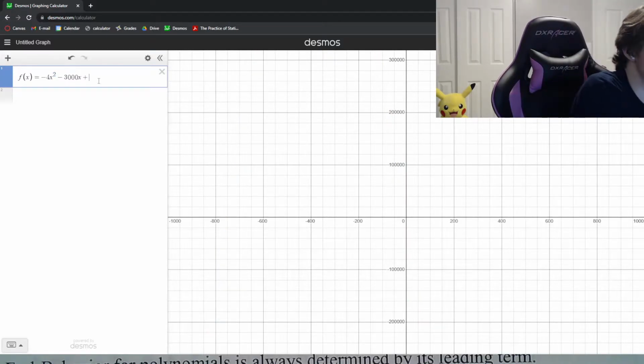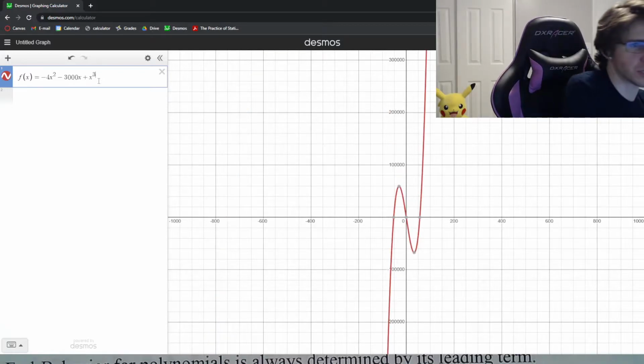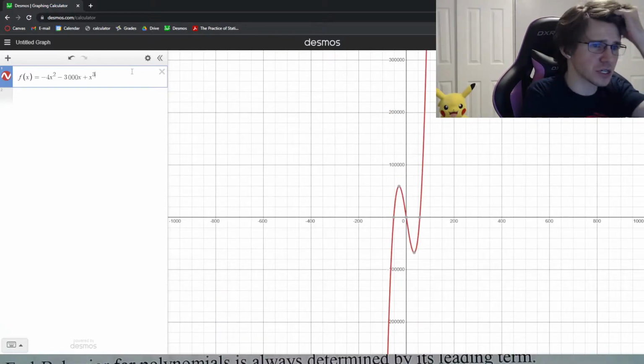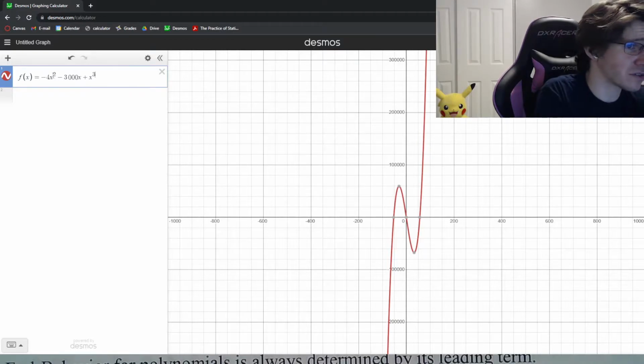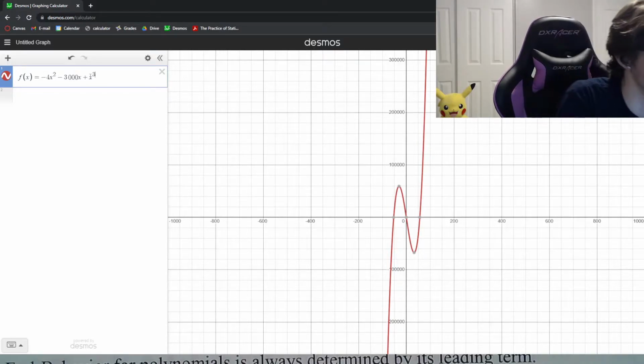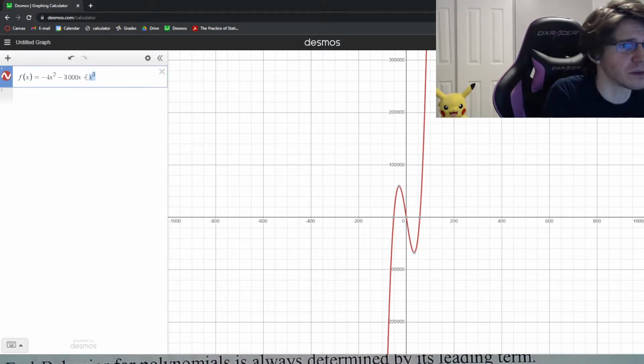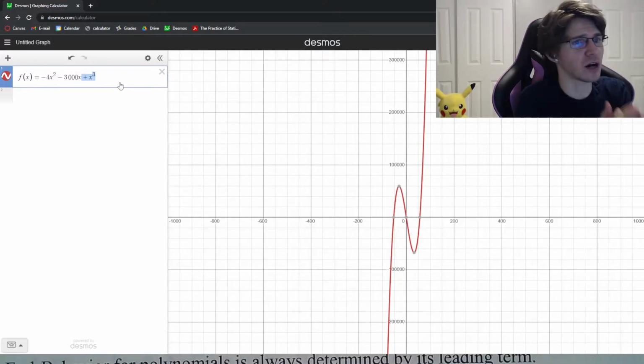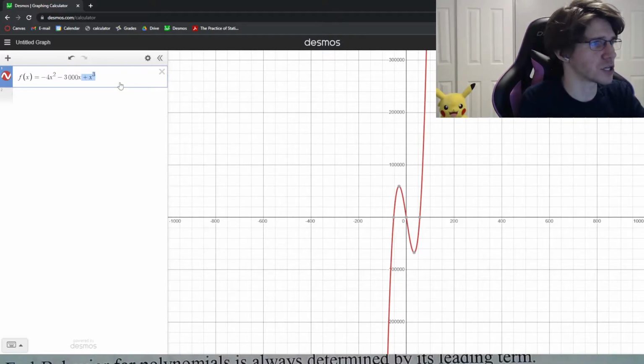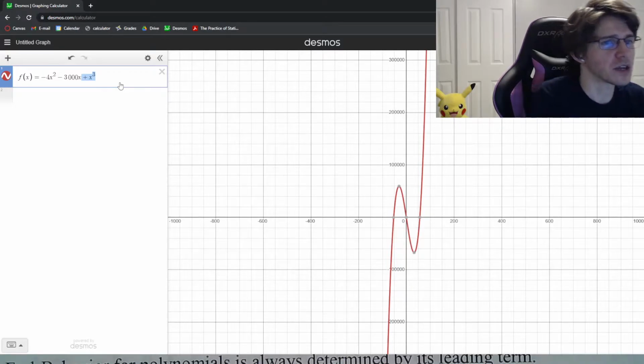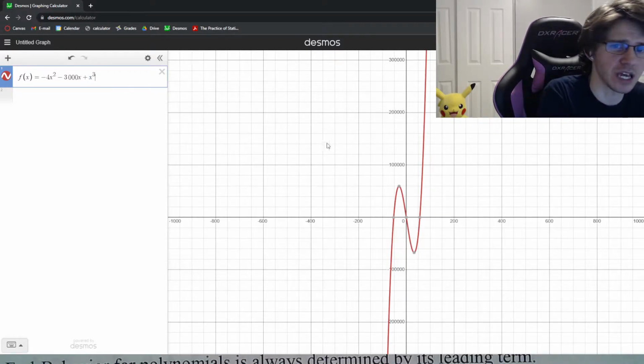If I simply add in a single x cubed into this equation, all of a sudden the graph changes completely. So it doesn't even matter that this is a 3,000 or this is a -4. Now that there's this plus x cubed, there's a bigger degree. That is why we talked about earlier the leading coefficient and the leading term. The leading term determines your end behavior. You can see it's going up on the right here and it's going down on the left.